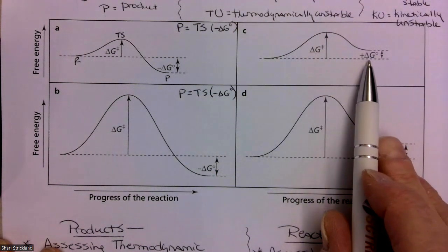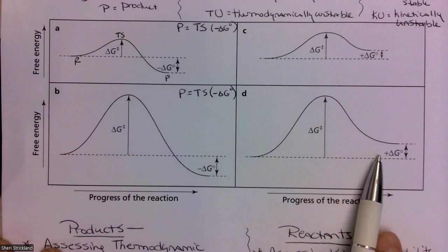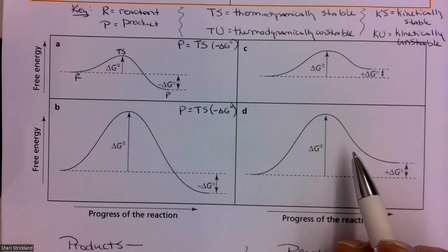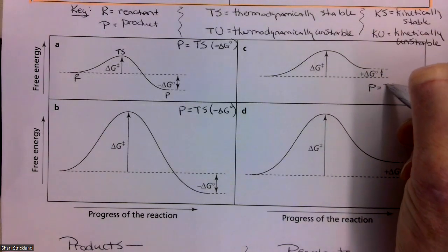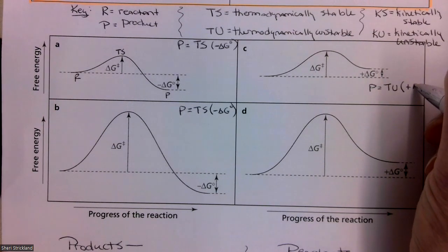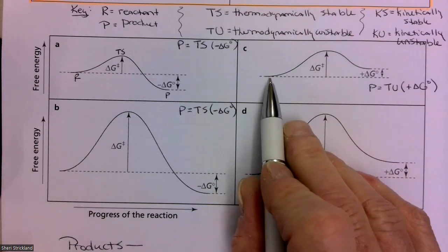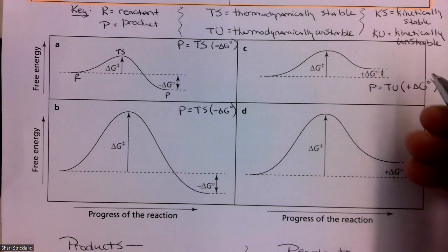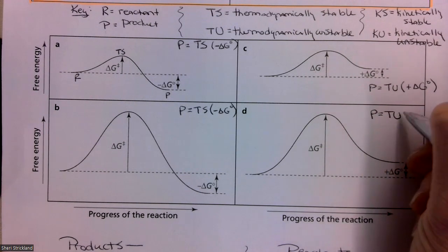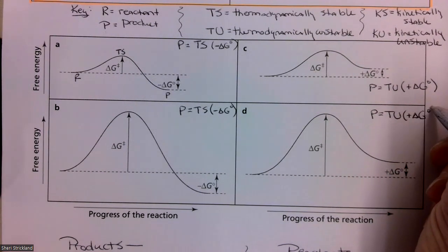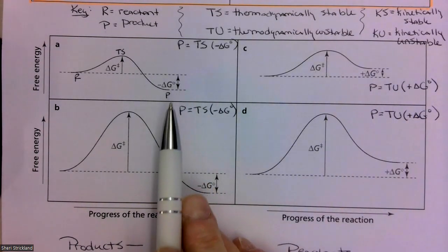Now in C and D, you can see that the delta G from reactants going to products is a positive value. And that means that the product is thermodynamically unstable. It's less likely to form. So the product is thermodynamically unstable because you've got a positive value. You could say the products are less stable than the reactants, so that would mean they're more unstable. Same thing is true here. Positive delta G.